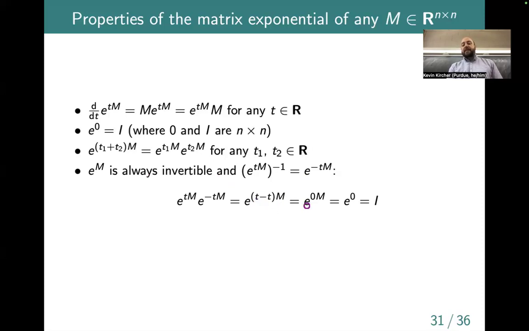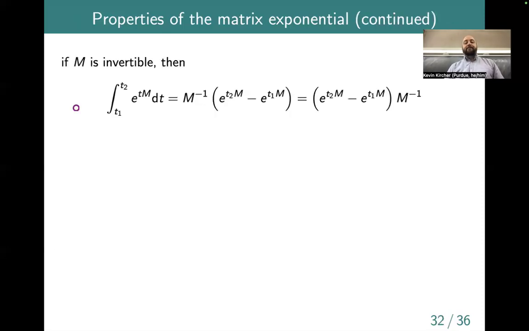Well, t minus t, that's 0. So we have e to the 0 M, 0 times any matrix. Well, that's a matrix full of zeros. And then we use this property here, e to a matrix full of zeros is the identity. So this tells us that if we take e to the tM multiplied by e to the negative tM, we get the identity matrix. And so that tells us that these things are inverses of each other.